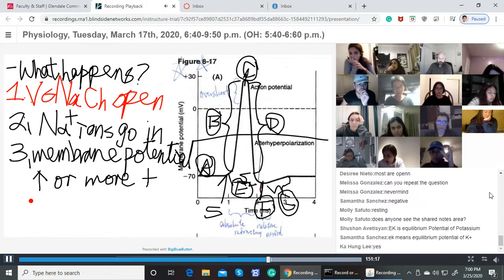The truth is that during part A, part B, part C, part D, part E, part F, all these parts, the sodium potassium pump is active. It is always active. But how come you don't see the effect? Because part A is already at resting membrane potential. That's why you don't see any changes.